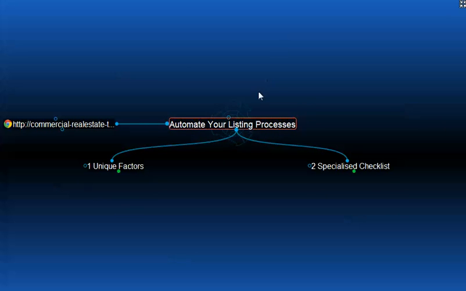So go back to my main point, automate your listing process. That's what I want you to do. Get a checklist out there that helps you with your specific property types in your town or city, and also the clients that you serve. And of course that will help you enormously when it comes to showing your skill as a property expert for what you do in your local area.